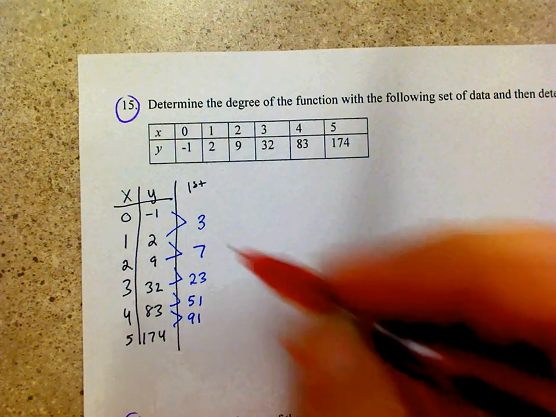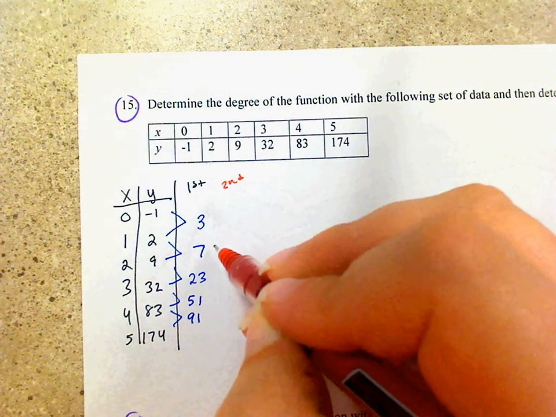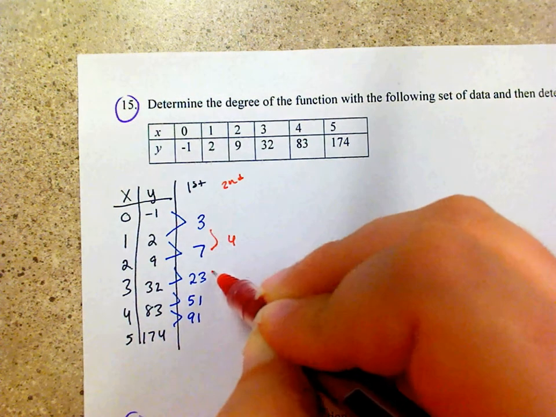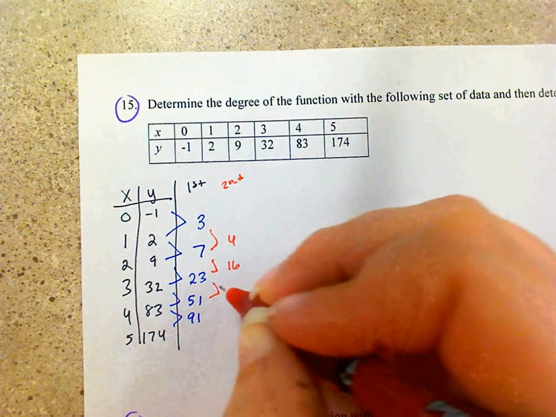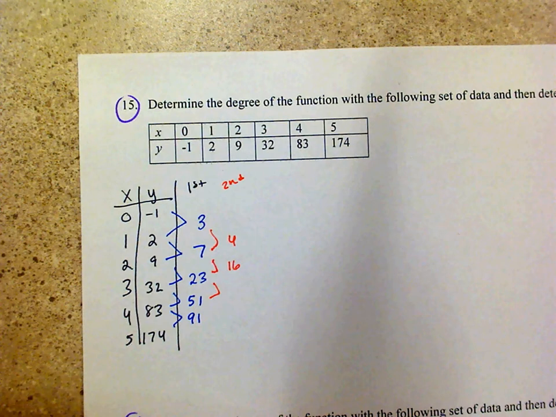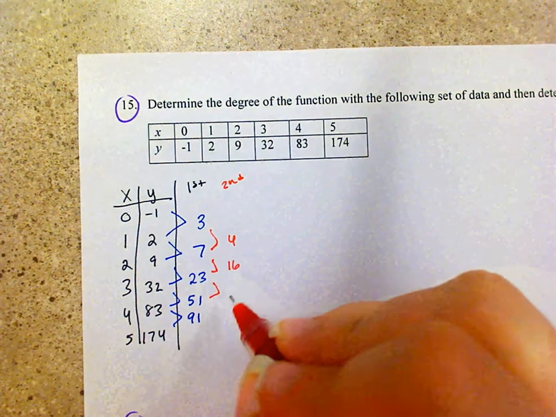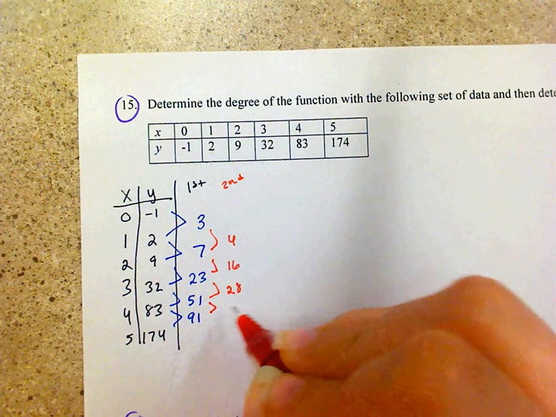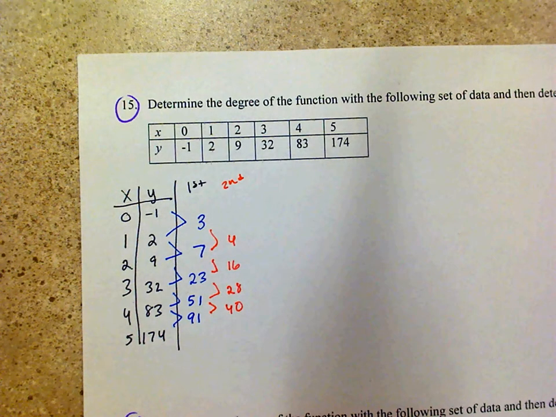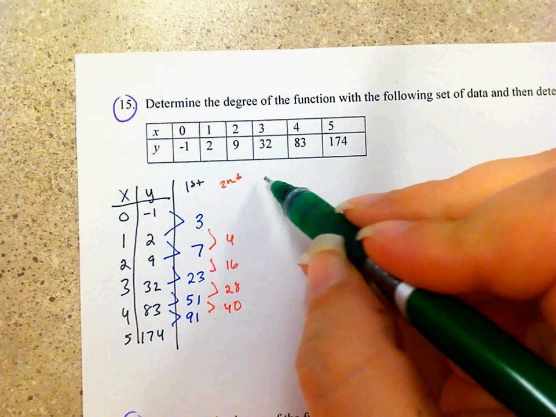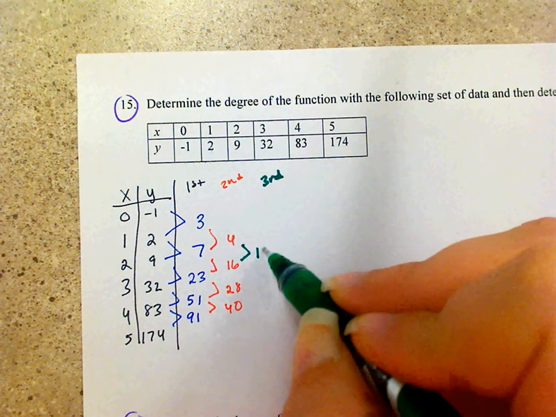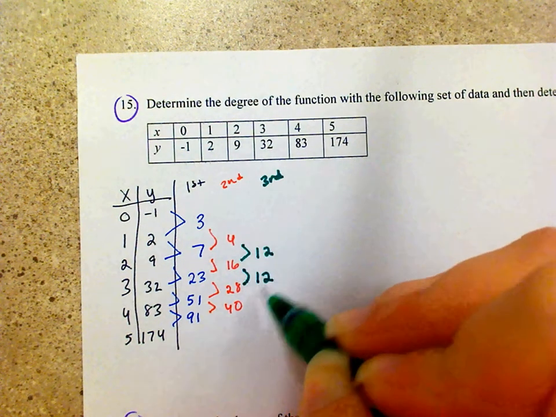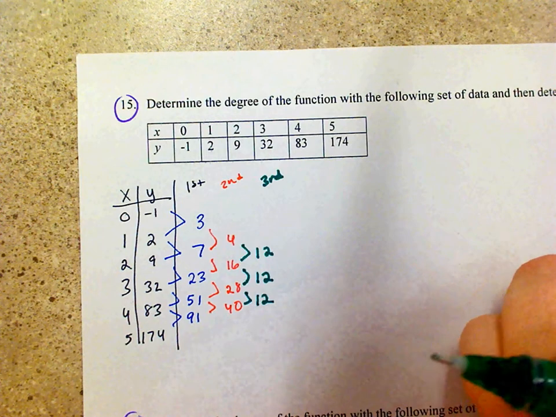7 minus 3 is 4. 23 minus 7 is 16. 51 minus 23 is 28. I should have known that one. And that one's 40. Okay. So let's find our third set of differences. I'm going to keep going until they're the same. 16 minus 4 is 12. 28 minus 16 is 12. And 40 minus 28 is 12. Which means to me that this is a cubic polynomial.